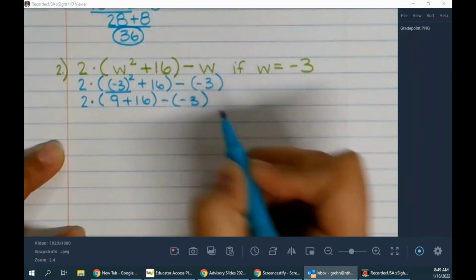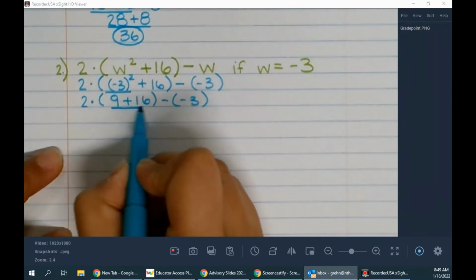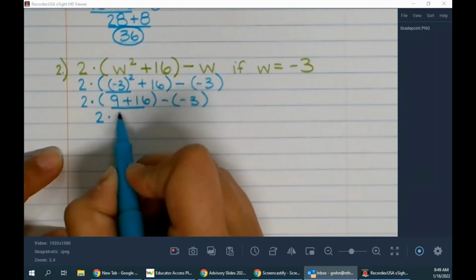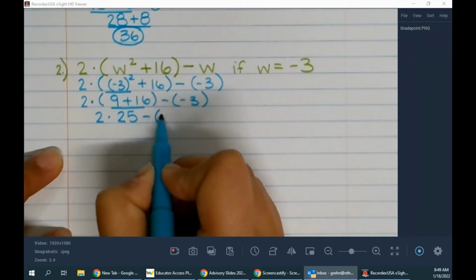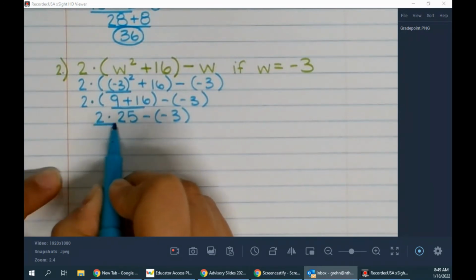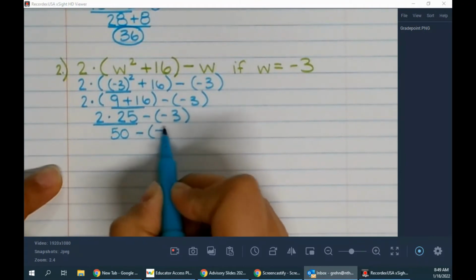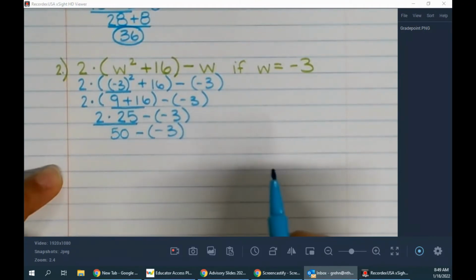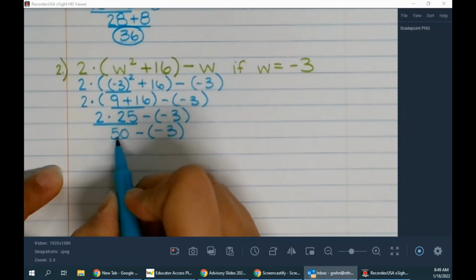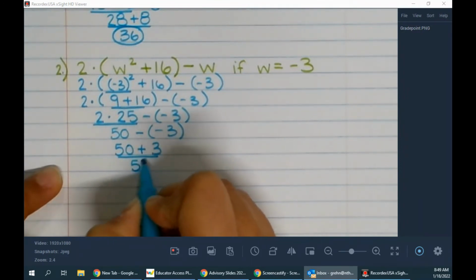Okay, so next, I've got to finish up my grouping symbols. So I'm going to add 9 plus 16, which would give me 25. And I have multiplication and subtraction. Multiplication comes first. So 2 times 25 is 50. And then I'm going to rewrite this as adding the opposite. So instead of 50 minus negative 3, I can think of this as 50 plus 3, which would just be 53.